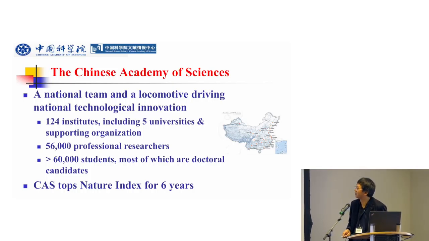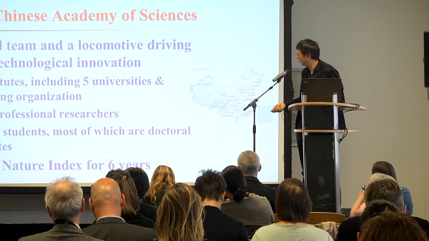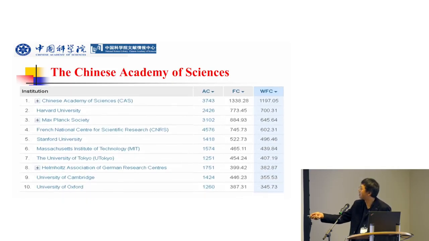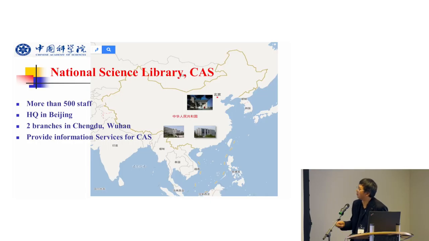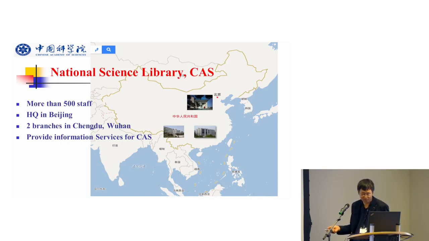The Chinese Academy of Science is a very large institute. In fact, we have more than 100 institutes in China, and we have a lot of people and students. Most of them are doctoral candidates, and for 6 years it has topped the Nature Index, along with Harvard and the Max Planck Society. So lots of literature and papers have been produced by China and the Chinese Academy of Science. We, the National Science Library, Chinese Academy of Science, have more than 500 staff headquartered in Beijing, and we also have a branch in Chengdu in southwest China and Wuhan in central China.